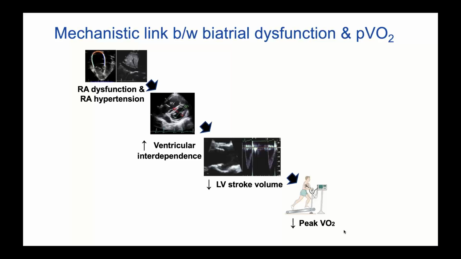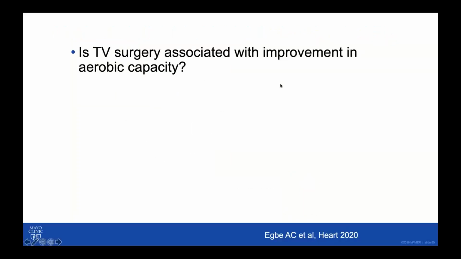But an important thing that we need to determine now is, is this a unidirectional trajectory? That means once you start developing RA dysfunction, your life is downhill from there. Or is it bidirectional? Can we do something to reverse this? So to determine that, we wanted to address the question: does tricuspid valve surgery improve your aerobic capacity?